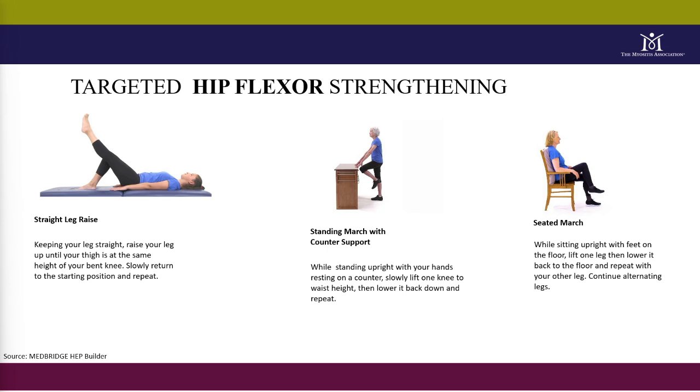Next one is standing march using the counter for support. So you're basically lifting your knee up to your waist height, holding it there for a few seconds, and then lowering it back down and repeating. And then the last one is similar to the previous one, but you are sitting. You're doing a seated march.